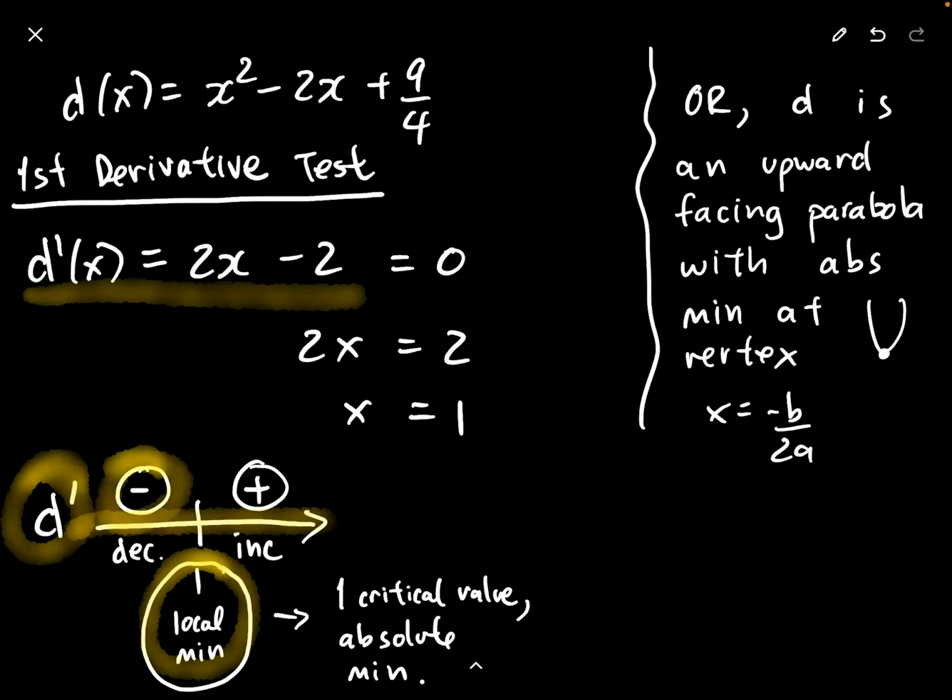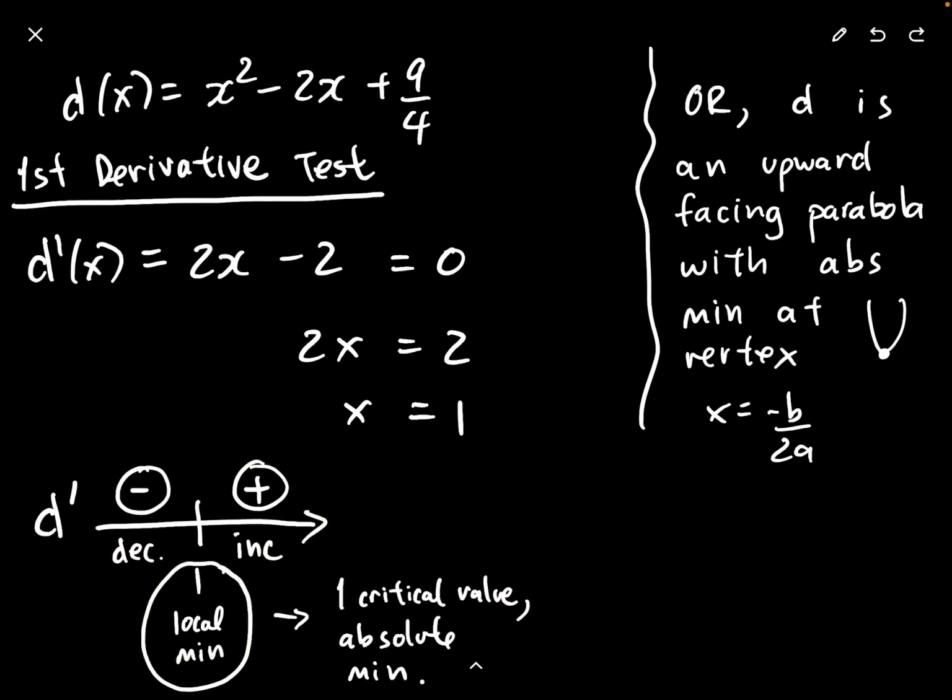Then you see that the first derivative is negative, so the function is decreasing. If you choose an x value that is greater than 1, like x is equal to 2, the first derivative will be positive, since if you plug in 2, the first derivative is positive 2. So the function is increasing on that interval. So since our function is going from decreasing to increasing at x is equal to 1, we have a local min there. We only have one critical value on our domain. The local min is an absolute min.